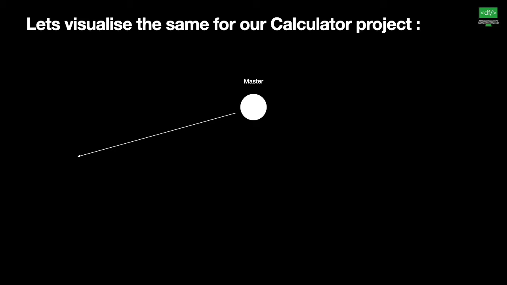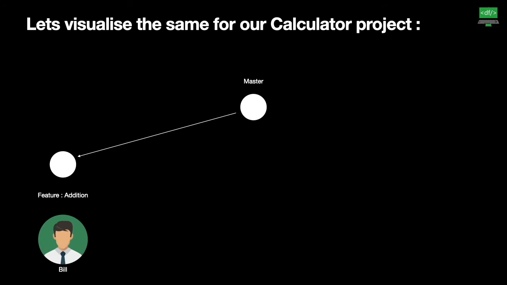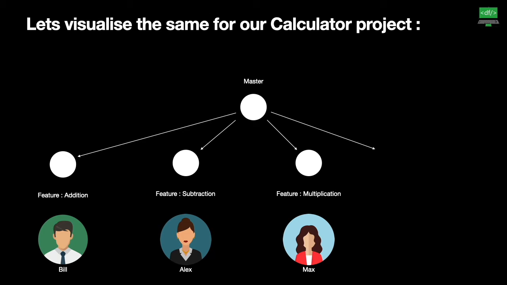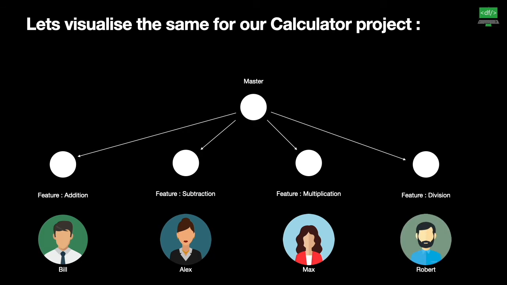Bill is working on the feature addition. Alex is working on the feature subtraction. Max is working on the feature multiplication. And Robert is working on the feature division, on their respective branches.